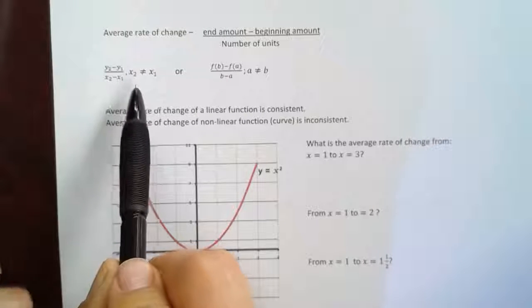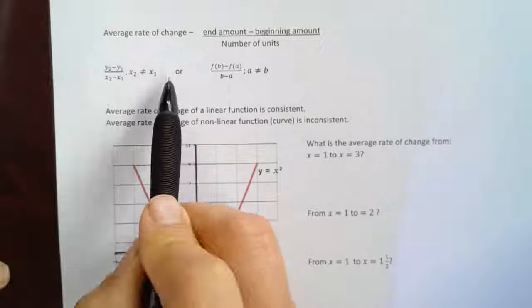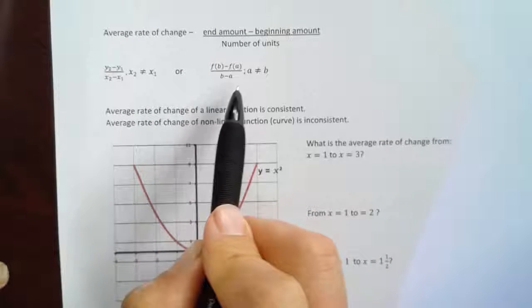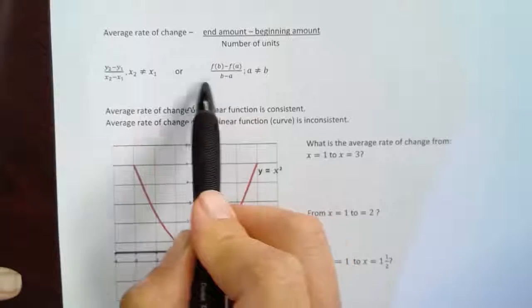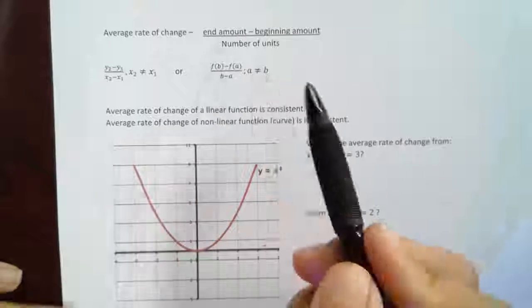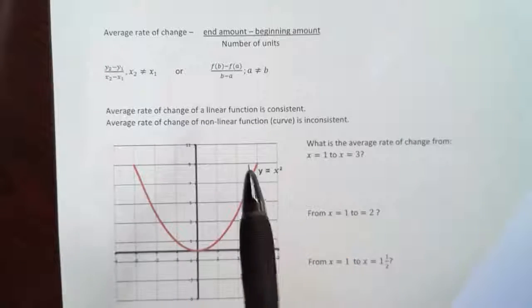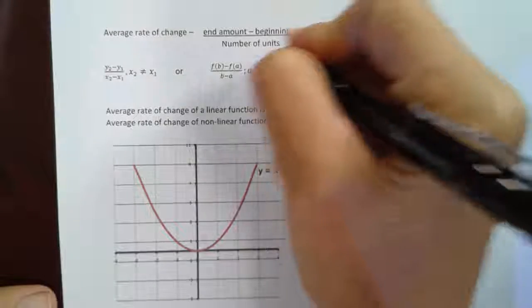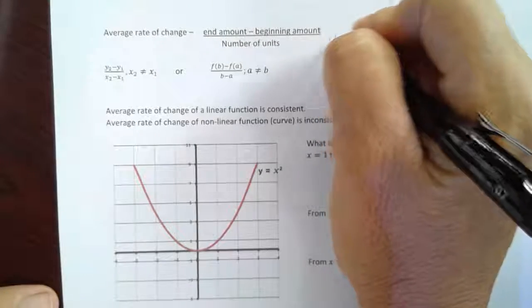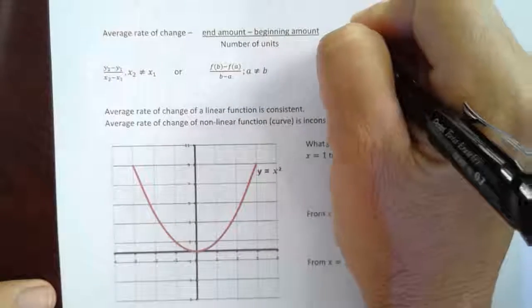where you can't use the same point. It has to be two different points. Or we could express it in function notation and say f of b minus f of a, so the two outputs over the difference of the two input values. And again, you have to use two different points. You can't use the same point, or you're going to have 0 over 0. So basically, this average rate of change is just the slope of the line that connects the 2 points.